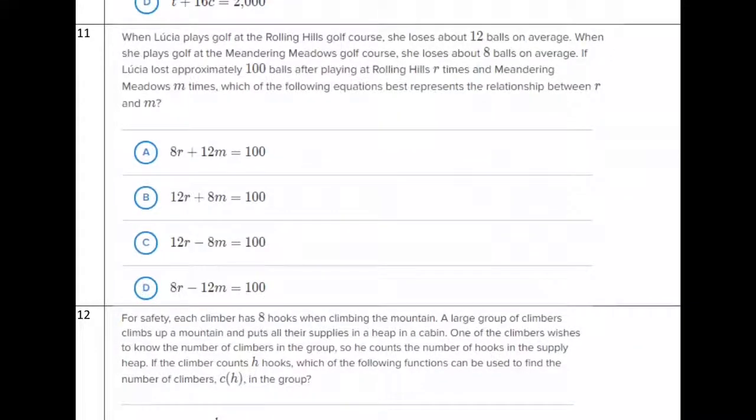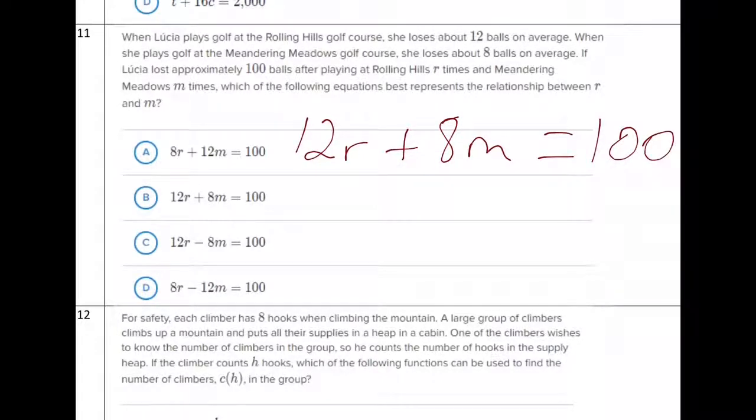11. When Lucia plays golf at the Rolling Hills Golf Course, she loses about 12 balls on average. When she plays golf at the Meandering Meadows Golf Course, she loses about 8 balls on average. If Lucia lost approximately 100 balls after playing at Rolling Hills R times and Meandering Meadows M times, which of the following equations best represents the relationship between R and M? So 12 at Rolling Hills, so that's 12R, and 8 on average at Meandering Meadows, so that's 8M, and our total lost balls is 100. B.